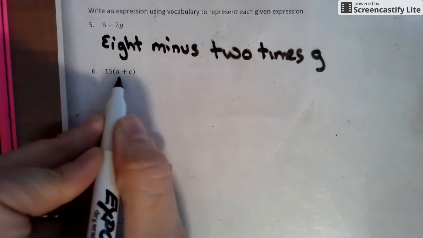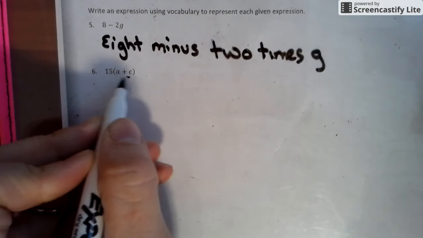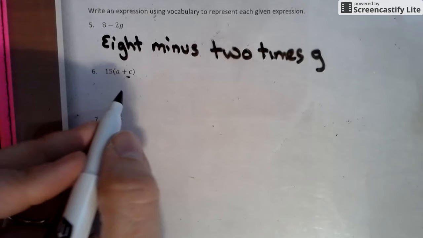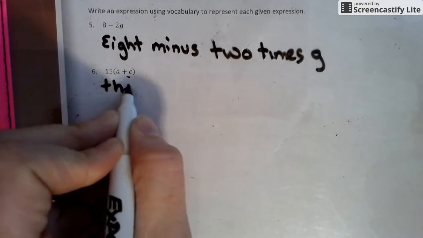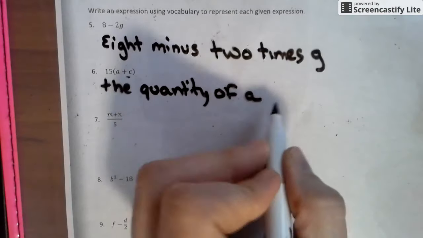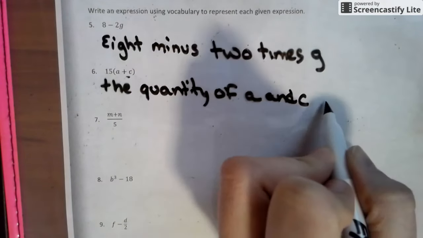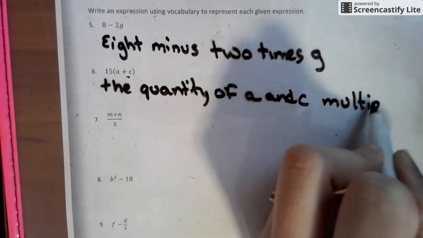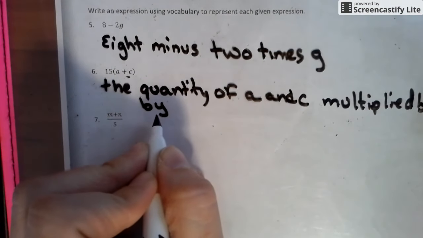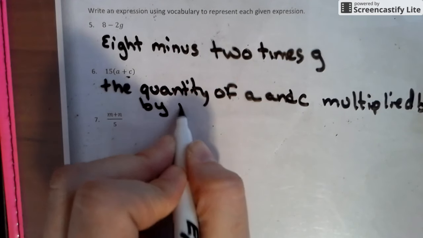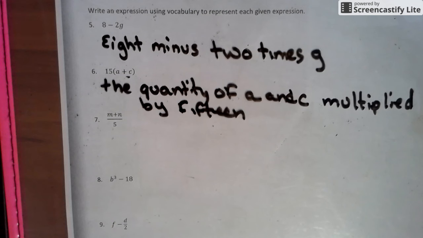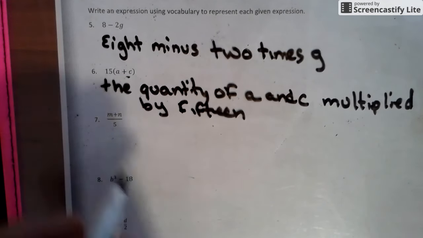So looking at this one, oh, I see the quantity, and see how we have to have that parenthesis there in order to do the a plus the c first. So this looks a lot like distributive property, but we don't even have to go that far. We literally are going to put the quantity of a and c multiplied by 15. Okay, so the quantity of a and c multiplied by 15. That allows you to keep that parenthesis in check.